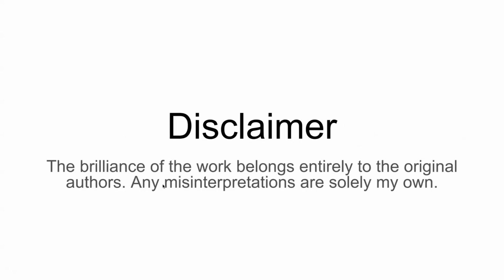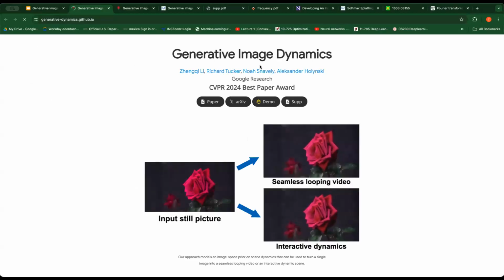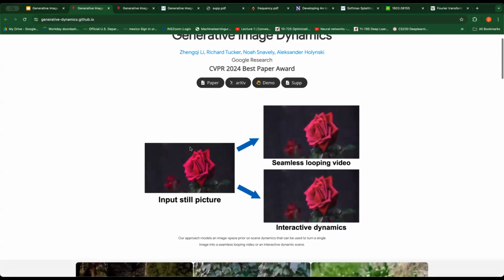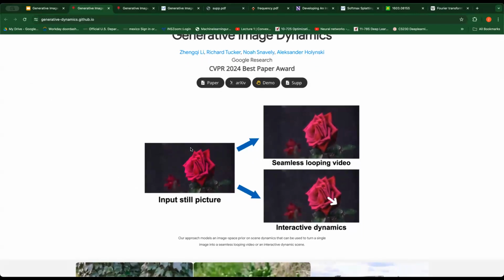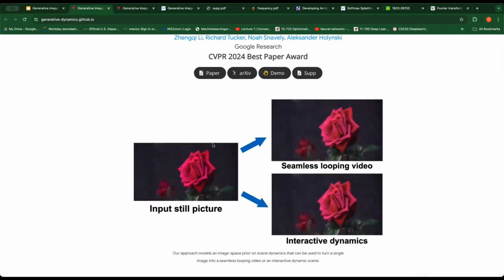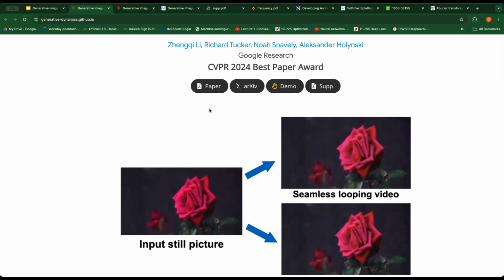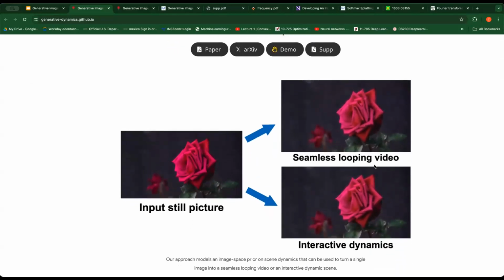So first of all, let's look at some demo they created. So everyone can see, right? Okay. Let me zoom in a little bit. This paper comes from the Google research group. So what they do is, their resulting model can convert the input still picture to a seamlessly looping video. So you would see the roses are always swaying a little bit.